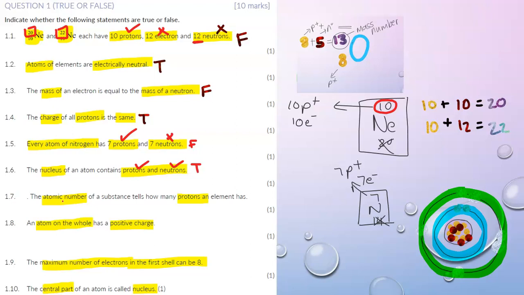Number 1.7, the atomic number, that would be that 8, or in the case of neon, the 10. The atomic number of a substance tells us how many protons an element has, and that is true. 1.8, an atom on the whole has a positive charge. Now, if you compare that with 1.2, you will see it's exactly the opposite statement. So atoms are electrically neutral, and we said that is true. An atom on the whole has a positive charge. That is false.